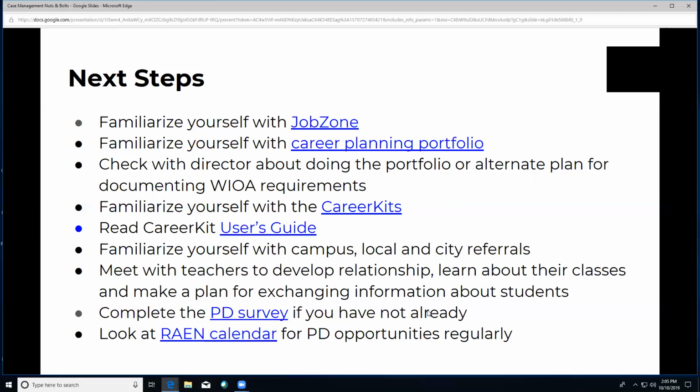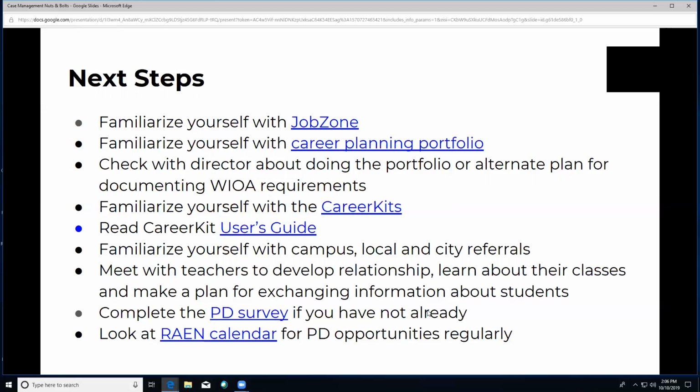Familiarize yourself with campus, local, and city referrals. So you're going to have to be making referrals, so you need to know what those places are. You need to know not only what they are and where they are, but if they're good. We don't want to be sending students to places that aren't going to help them solve their problems. So we need to do some research to figure out where the good places are. Can you make a contact there? What are the eligibility requirements? What services do they provide? What do people generally need to bring to appointments? All of those things, you need to do some research and figure out.